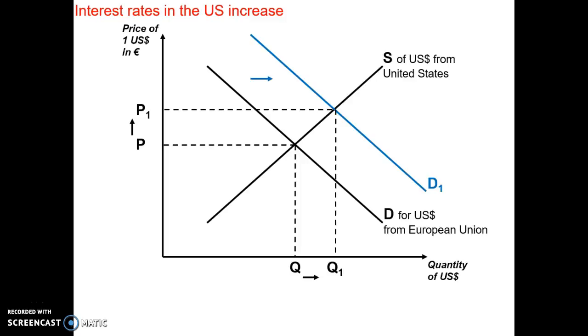And so if you answer the question, you write out because interest rates in the US increase, Europeans want more US dollars so they can invest in American banks. And that results in an increase in demand for US dollars (D to D1), which leads to an appreciation (P to P1).